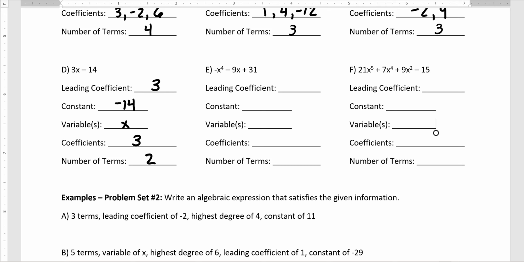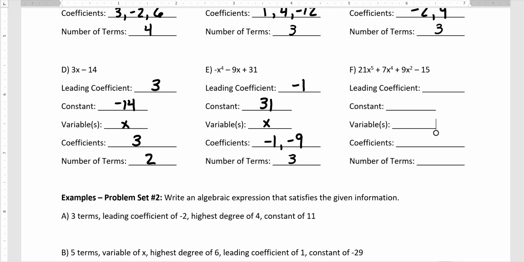All right, our leading coefficient at E, we have that negative in front here, so it would be negative 1. Our constant is 31. The variable we're dealing with in this one is x. Coefficients, we'd have negative 1 and negative 9. And the number of terms, this would have 3 terms.